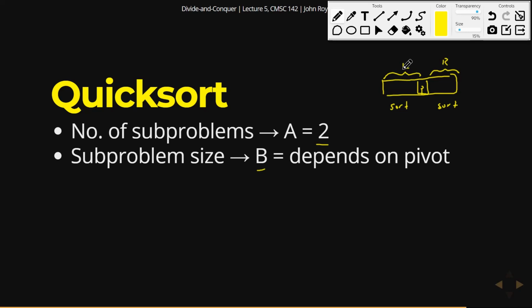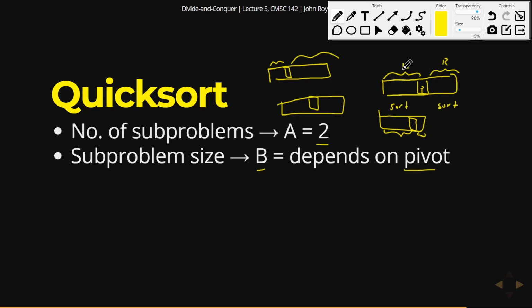B, or the subproblem size, actually depends on the pivot, because we don't know how the pivot will divide the array. It could be heavy on the left and light on the right, or heavy on the right, or it could be balanced, or it could be terribly unbalanced, like more on the left and few on the right. So we don't know, because the pivot is random.